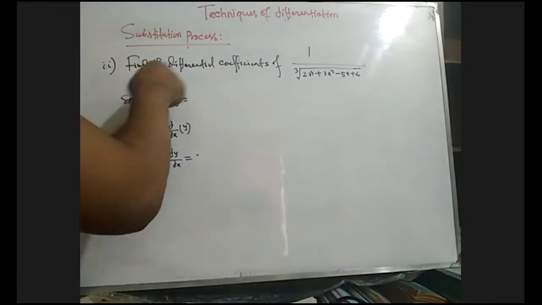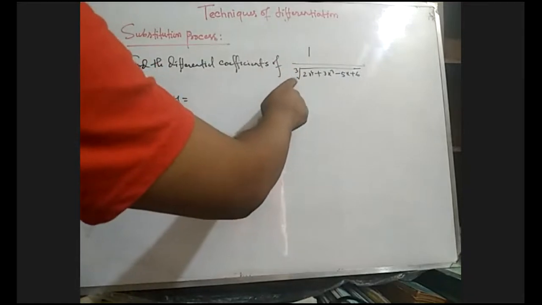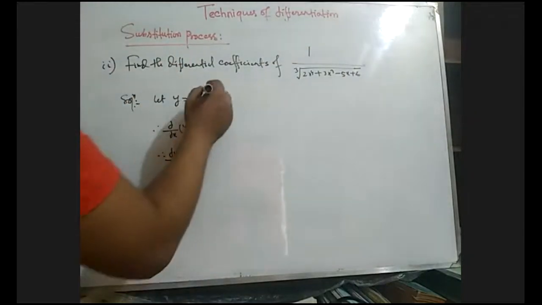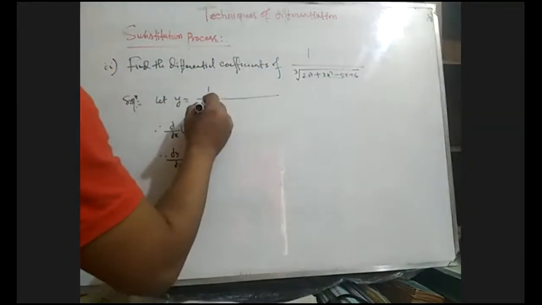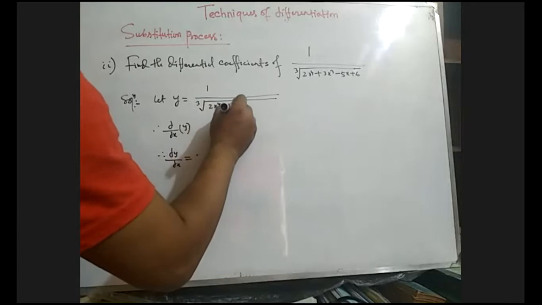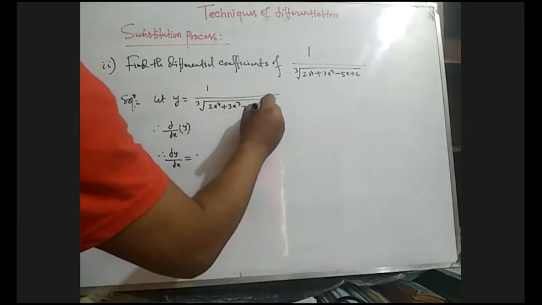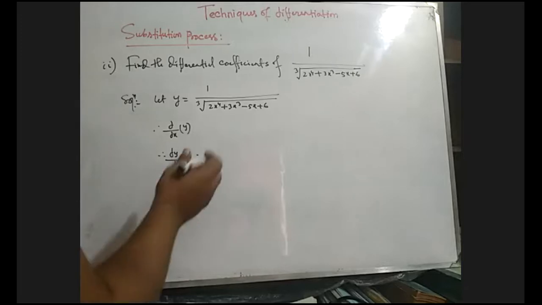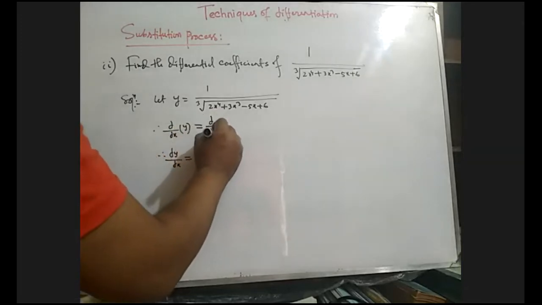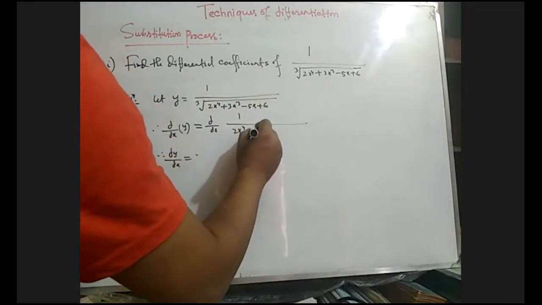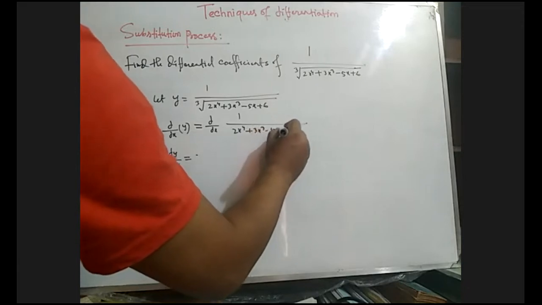Suppose we have to find the differential coefficient of 1 by cube root over 2x^4 plus 3x^3 minus 5x plus 6. So the function is, cube root over 2x^4 plus thrice x^3 minus 5x plus 6. Taking d/dx on both sides, we can write 2x^4 plus 3x^3 minus 5x plus 6.